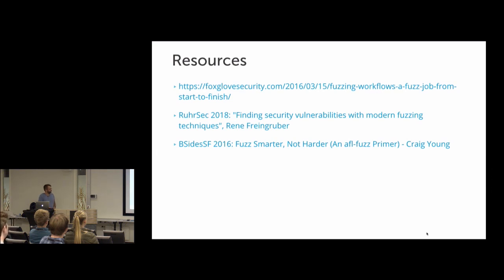Some resources that you might find useful. There's a blog post from Foxglove Security called Fuzzing Workflow, a fuzz job from start to finish, which goes through running the minification of test cases and all that kind of stuff. And there are 2 good talks: one from RURSEC this year, and one from Craig Young, the one that I quoted earlier, which is from 2016. The B-sides talk goes a bit deeper into how the instrumentation works, while the one from 2018 explains how you can fuzz Windows binaries and not just Linux binaries.